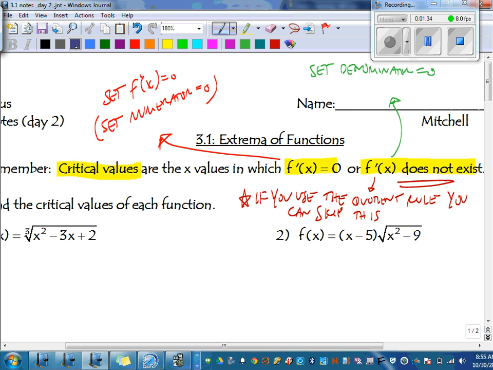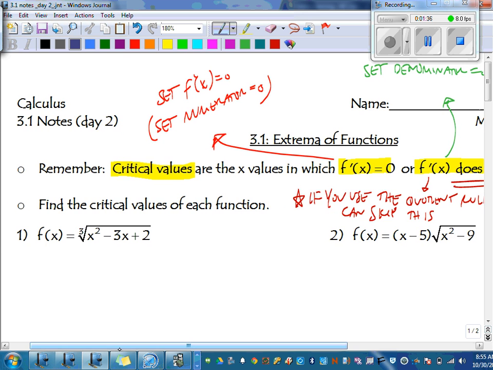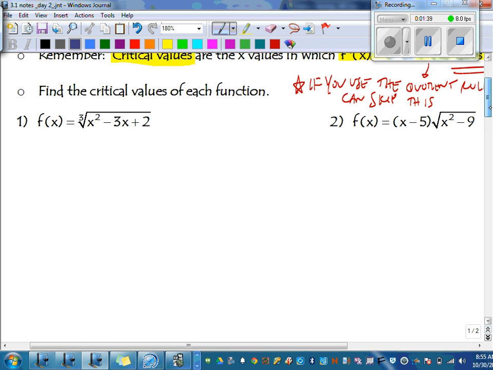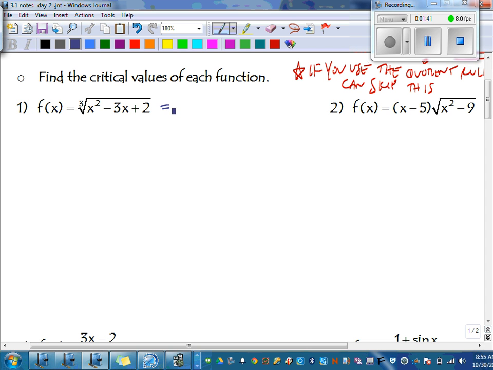Let's go ahead and take a look at number 1. So before I do the derivative of number 1, I am going to think of it this way. You can rewrite it or just think of it this way: x squared minus 3x plus 2, to the 1/3 power. So when I do the derivative of this, I'm going to use the power rule and the chain rule. So we're going to bring that 1/3 out in front times x squared minus 3x plus 2 to the negative 2/3. Right, so we took the derivative of the exponent. Now we take the derivative of the inside, which is 2x minus 3.